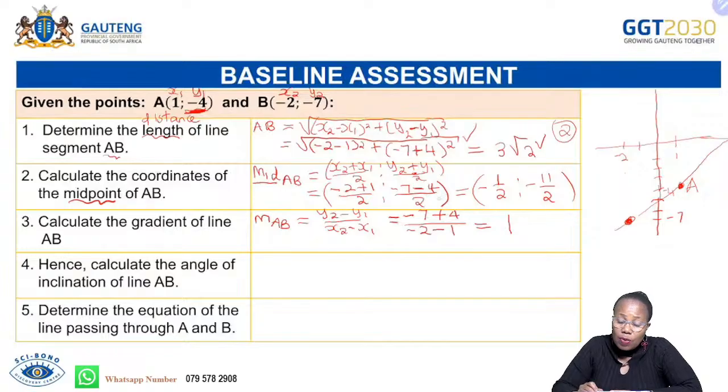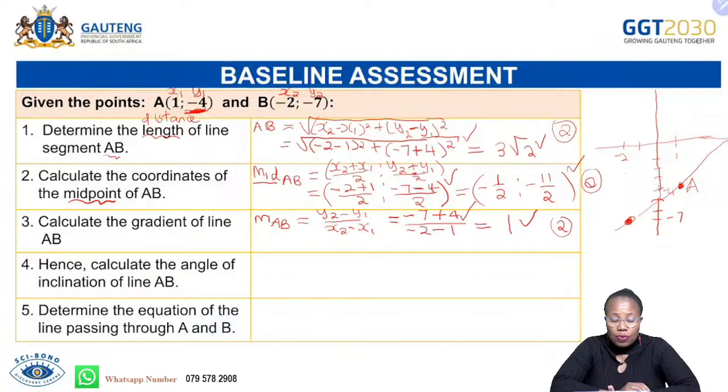So now with the coordinate grade 12, you'll get 1 mark for the method and 1 mark for your coordinates. It's 2 marks for the midpoint. Also for a gradient is 1 mark for substitution into the correct formula and 1 mark for your answer. That is also 2 marks.